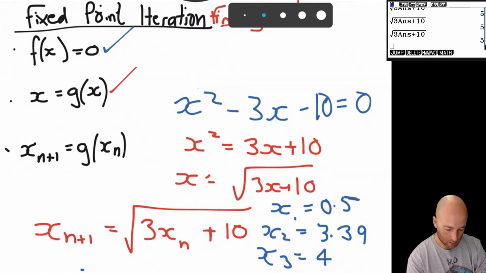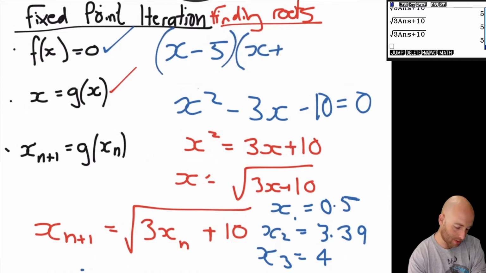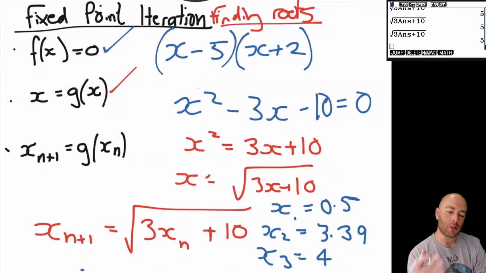So x equals 5 is one of the roots, is it? Yeah, so it looks like I've chosen a quadratic that factorizes. But we can see this found one of the roots. So this might be how your calculator solves quadratics.